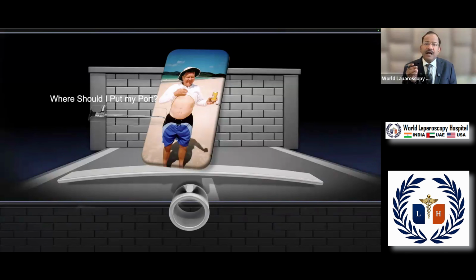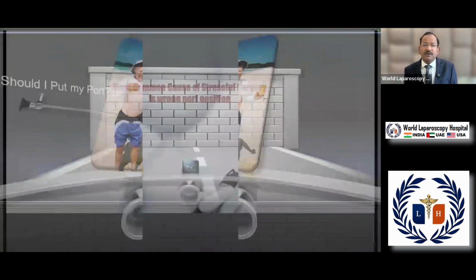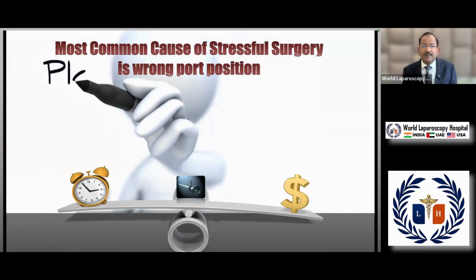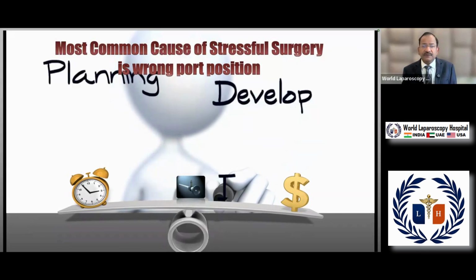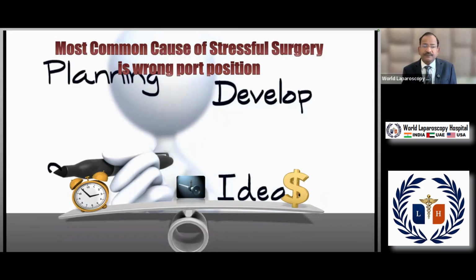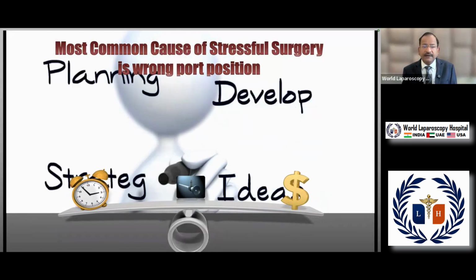If the appendix is in the right iliac fossa, or the same appendix is a pelvic appendix, or the same appendix is a subhepatic retrocecal appendix, then the port position will be different. You cannot memorize the port position just by reading the book and universally use the same port position, it is not possible. So, you need to have planning, develop a skill, an idea about the target, a strategy to put the port, and then we will have the goal.